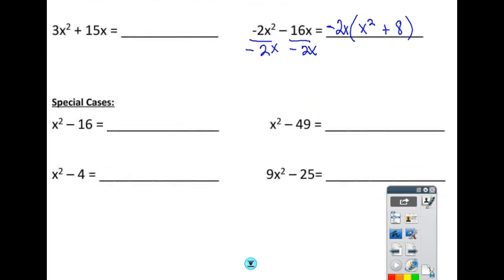Now, these are some special cases. These are difference of 2 squares. And these are the easiest ones in the whole wide world, and for some reason, y'all don't get them right.